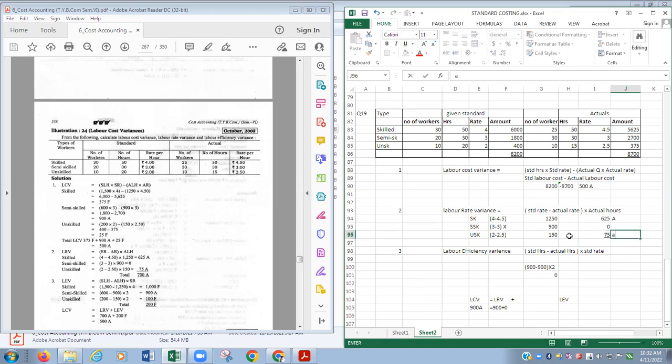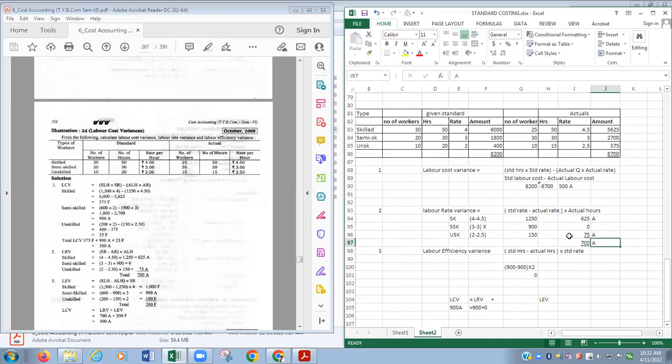Clear? So now my labor cost variance is 500 adverse. My labor rate variance is, I'll just find out the total amount. 625 plus 75, that is 700 adverse. Clear? Write it here, 700 adverse. This is my total for labor rate variance. Clear? This make it bold. Here I make this 500 bold.